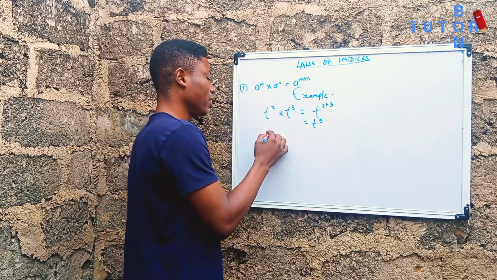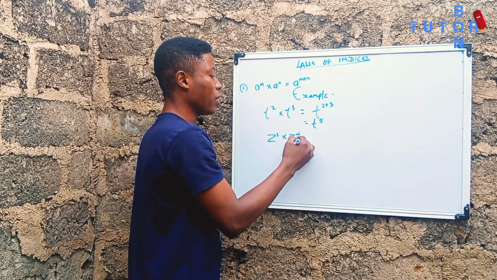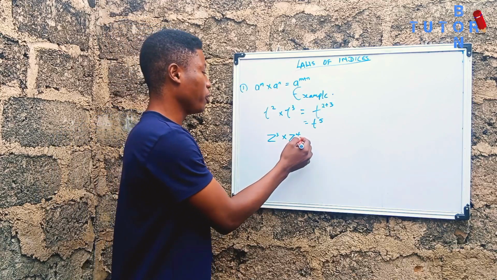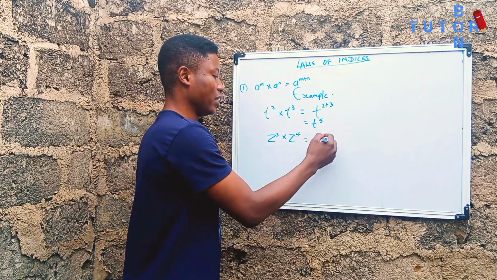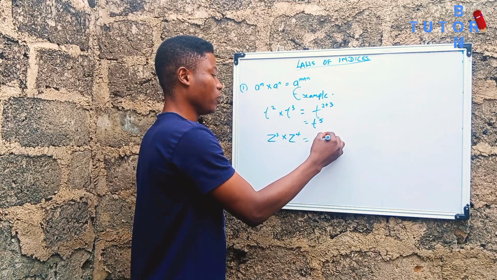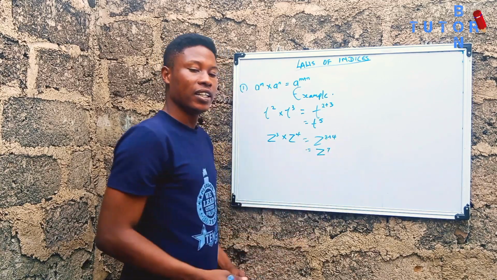Let's say you have z raised to power 3 multiplied by z raised to power 4. What does that mean? You are picking one z, that is one of this number, which is z, and you are adding the power together, which is 3 plus 4. You have it to be z raised to power 7.